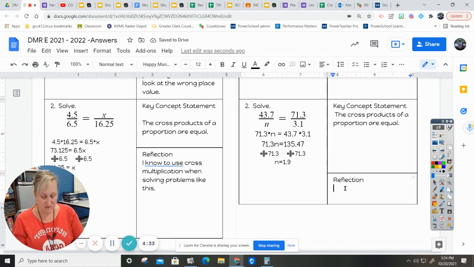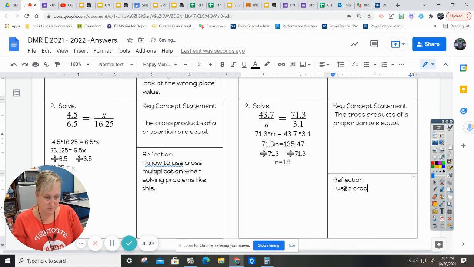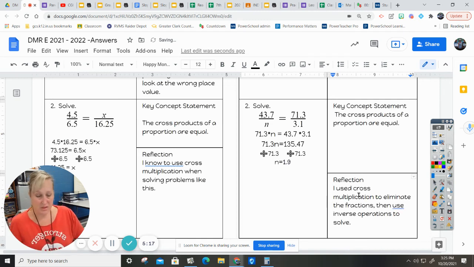So reflection. I use cross multiplication to solve the proportion. Oh, I don't like that. So let's try something else. I use cross multiplication to eliminate the variable or the fractions. Then use inverse operations to solve. That should be it for today.